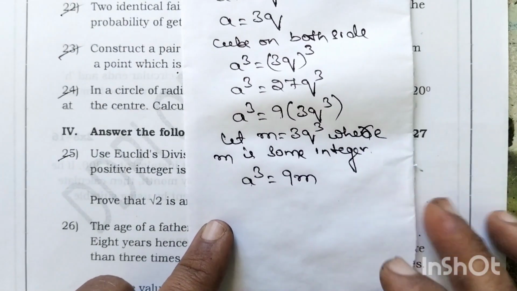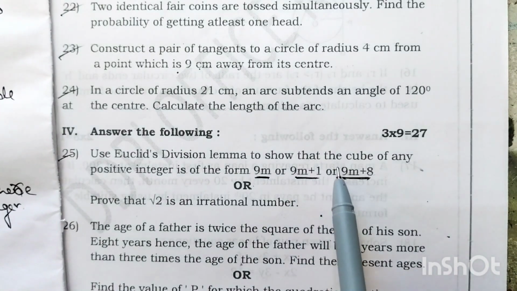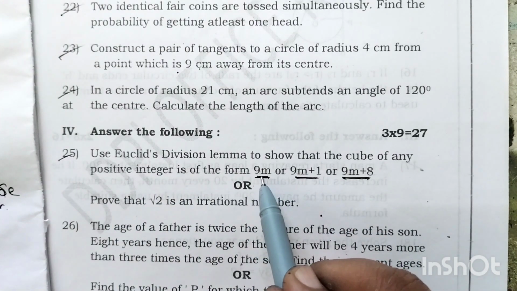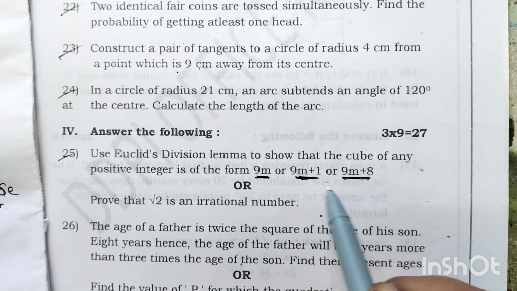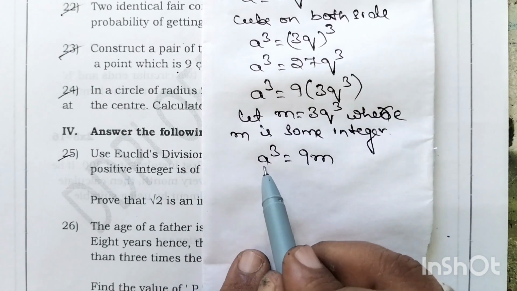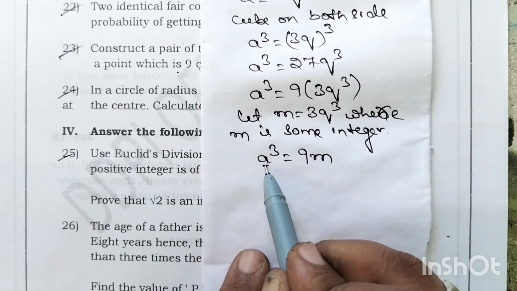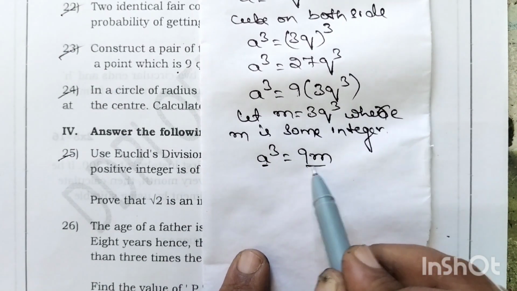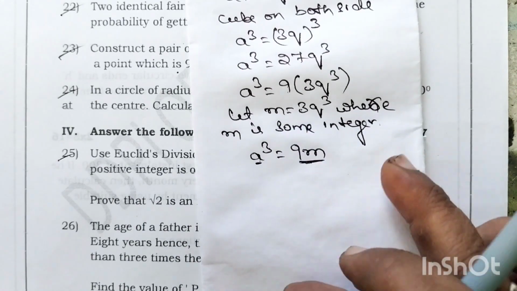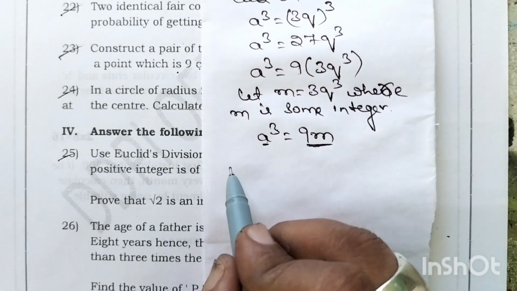Therefore, according to the question, show that the cube of any positive integer is either of the form 9m or 9m plus 1 or 9m plus 8. Therefore, the cube of any positive integer will be in the form of 9m. So we showed that it is in the form of 9m when the remainder is 0.